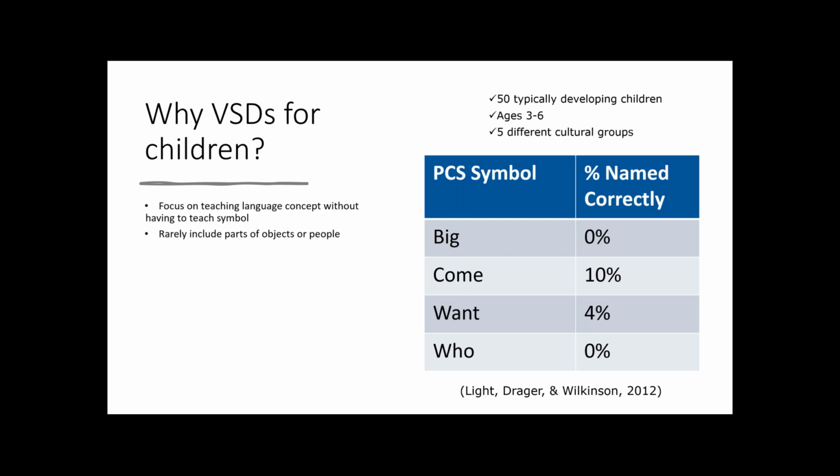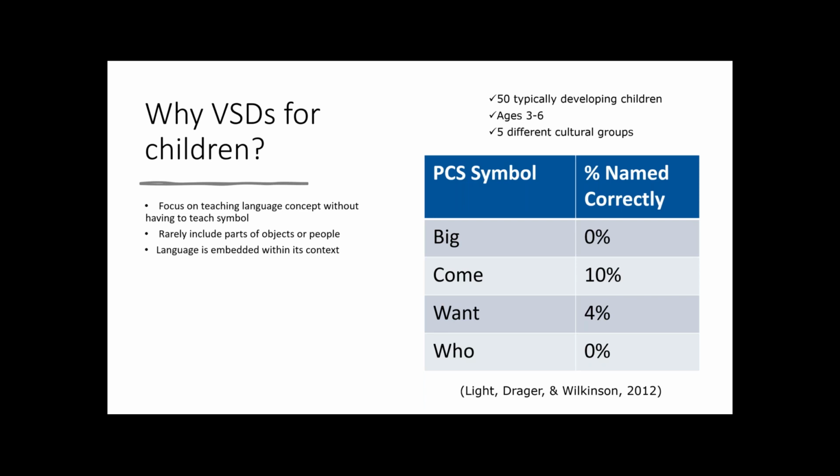Children typically don't include parts of objects or things like that when they're representing concepts. If you look at pictures that children have drawn, they don't use parts of people either. They're looking at the whole item. So that's a little bit different than what you see in some of the symbols.